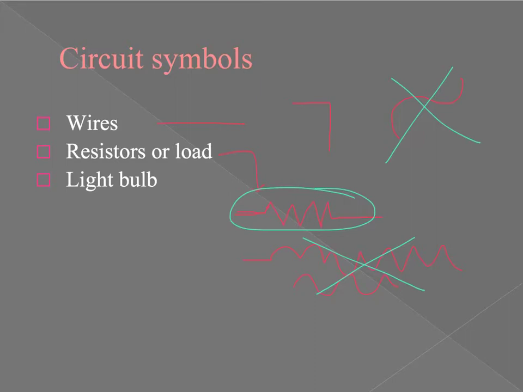The last one we're going to look at on this page is a light bulb. The way it looks most of the time is we draw the straight line for the wire, and then it comes up, curves around, goes back down, and continues on. Then we add a little circle around it, and that helps us identify it as a light bulb and not something else. So those are the first three symbols to look at. Let's look at another three.